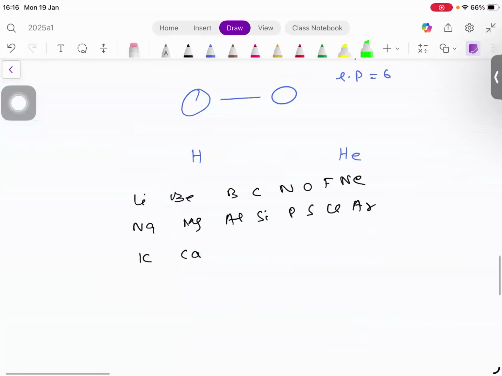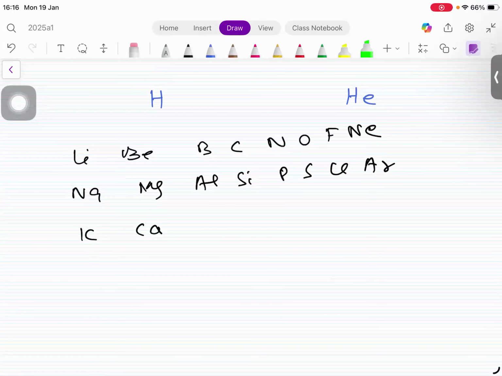Okay, now look at this periodic table. You are not supposed to draw. I have to make a point. That's why I'm drawing this periodic table here.